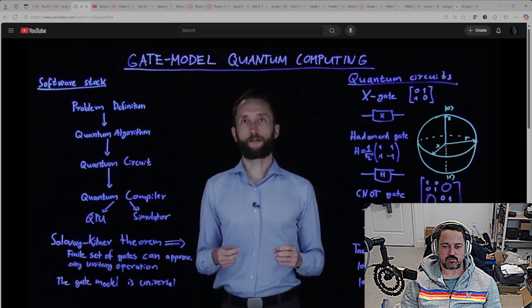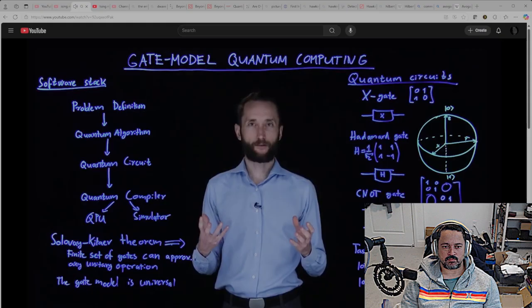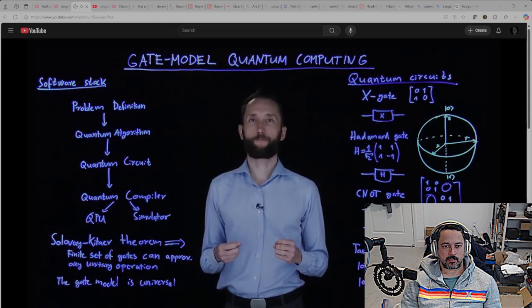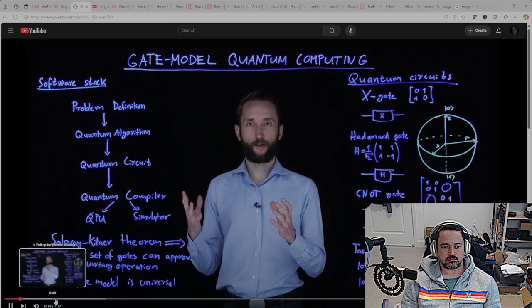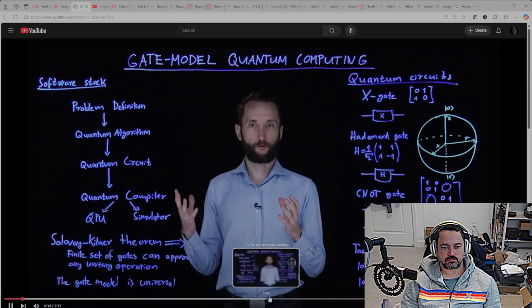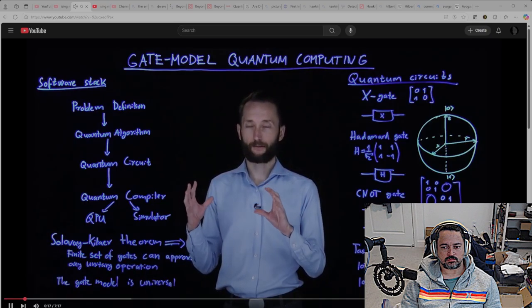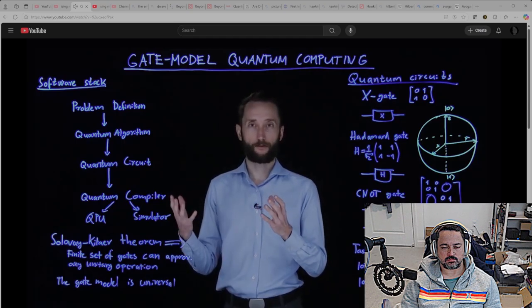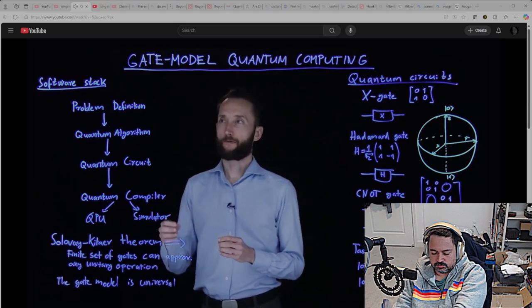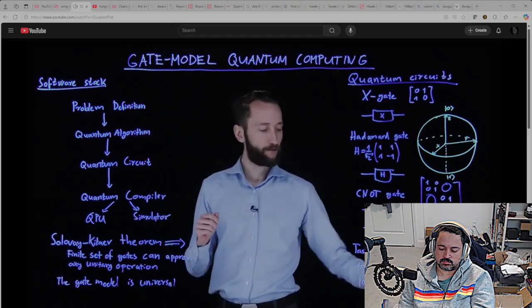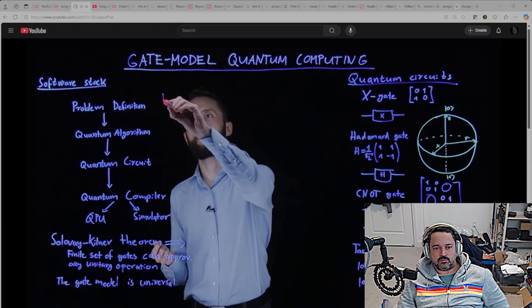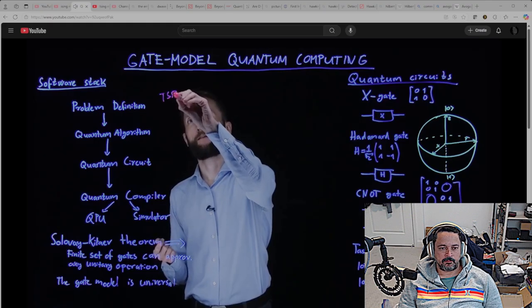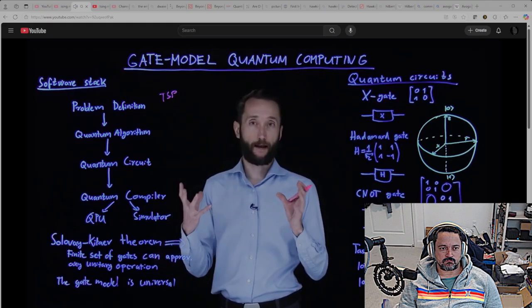Talk about the gate model quantum computing, which is also called the universal quantum computing model. Right. The software stack of how you create an algorithm for a quantum computer is slightly different than what you are used to on a classical computer. Okay. So imagine that you have your problem definition. For instance, you want to solve the traveling salesman problem. That is, you want to find the shortest way of visiting n cities.